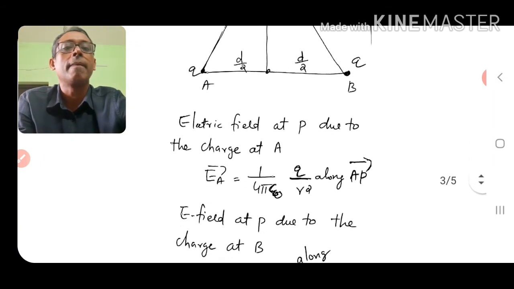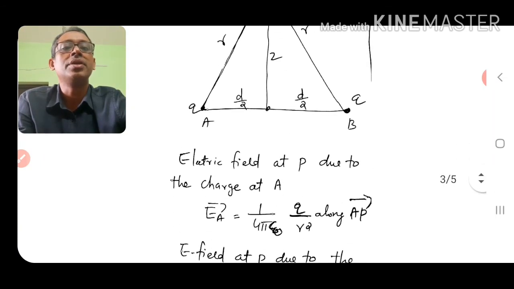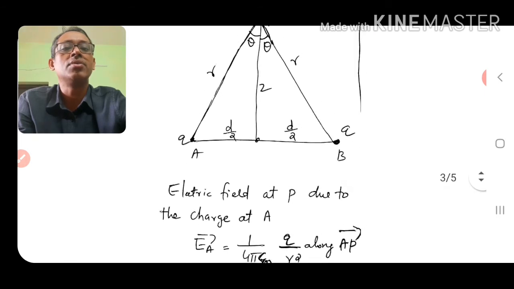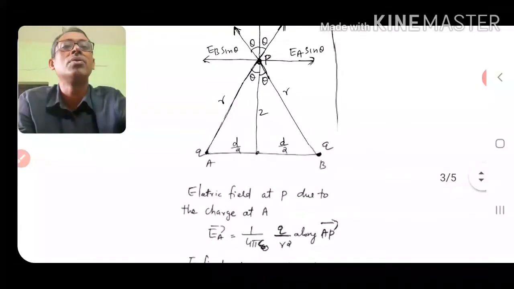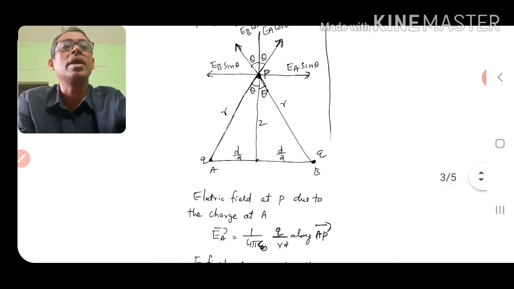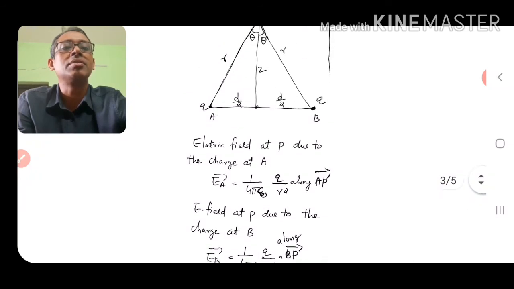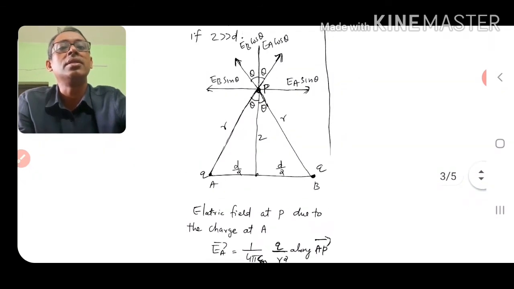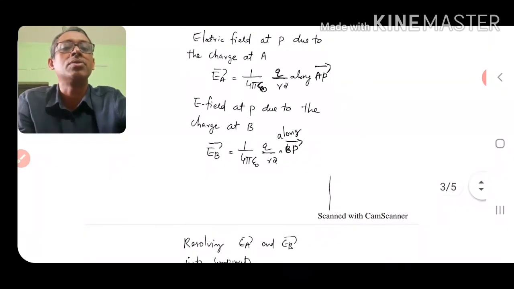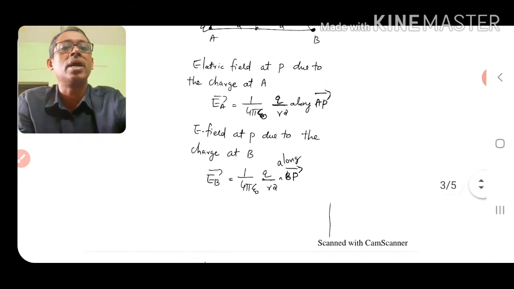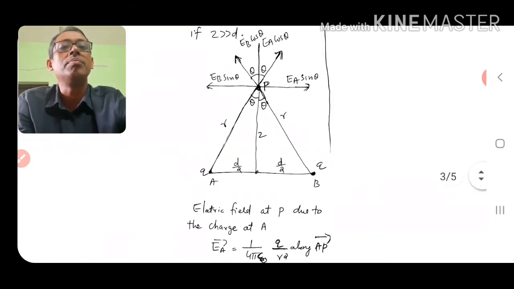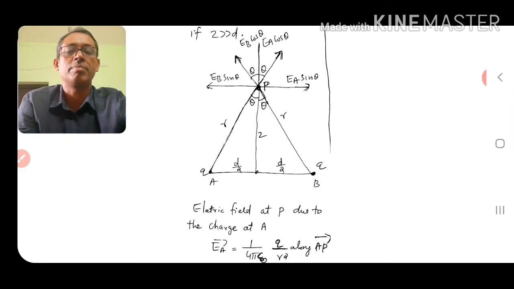Now the electric field at P due to the charge at A is equal to 1 by 4 pi epsilon 0 q by r square along AP. And the electric field at P due to the charge at B is of the same magnitude, 1 by 4 pi epsilon 0 q by r square, along BP.